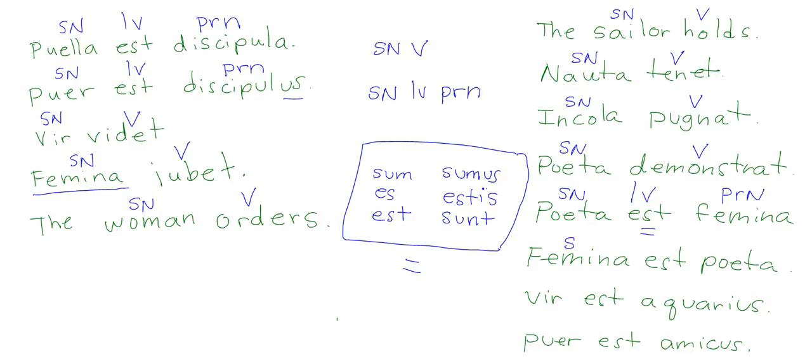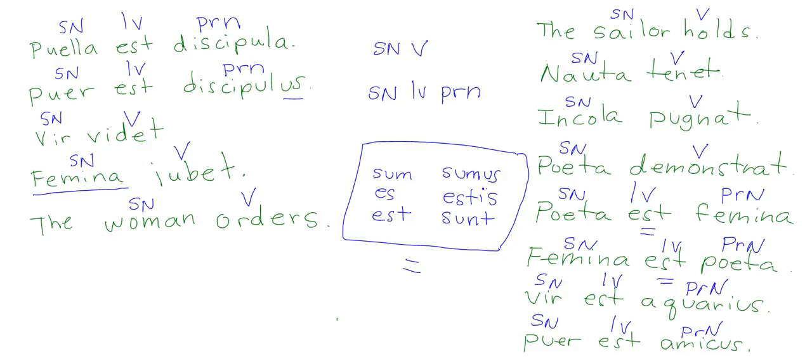Femina, subject, noun. Est, linking verb. Poeta, predicate nominative, predicate noun. There it is. The man, subject, noun. Est, linking verb. Aquarius, another predicate nominative. Puer, subject, noun. Est, linking verb. Amicus, another predicate nominative. The boy is a friend. But all we were trying to do was not necessarily to translate. We were trying to figure out, do we understand what this pattern looks like in English and in Latin?